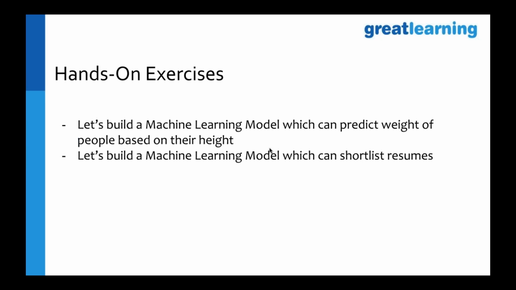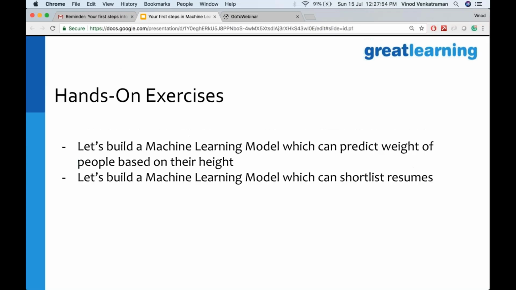The 2 hands-on exercises we're going to do: first, build a machine learning model which can predict the weight of people based on their height, right? We have a data set where for different people we have their weights and heights, and we're going to build a model which can predict what should be the weight of a person given their height. The next thing we're going to do is build a machine learning model which can shortlist resumes. Resumes are coming in, and it will say yes, shortlisted, or no, rejected. And again, it is going to learn from historical data as to how we shortlisted resumes.